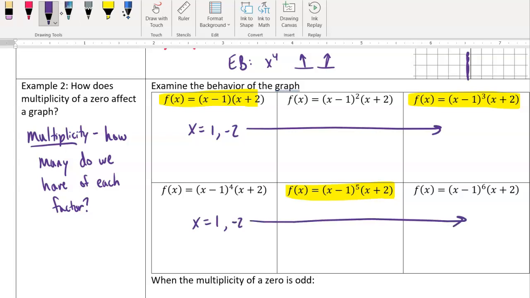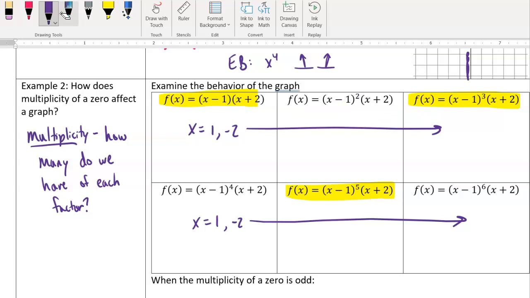You might say, but what about the exponent? Well, remember, an exponent means that we multiply it times itself that many times. So if we have x minus 1 squared, technically that means I have x minus 1 times x minus 1 times x plus 2. But each of those would have the same zero. Each of those would have a zero of positive 1. So we don't need to list them out each time like that. We can just keep it as an exponent.